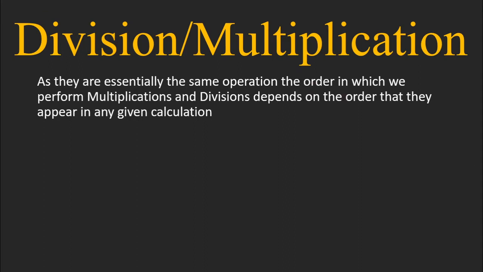Next, let's have a look at multiplication and division. Why do they happen at the same time? It's because they're essentially the same operation. Let me show you an example. 4 divided by 2 is the same thing as 4 times a half. So when we see a multiplication and a division in a single calculation, we will perform them in the order that we see them in.